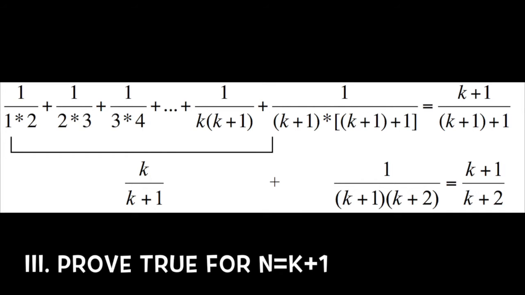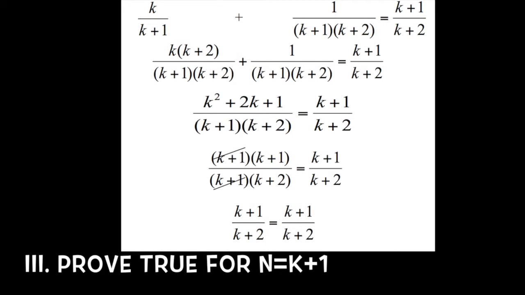On the right side, the expression will become (k plus 1) over ((k plus 1) plus 1). Next, substitute the expression 1 over 1 times 2 up to 1 over k times (k plus 1) with k over (k plus 1), which is our assumption from step 2. So after simplifying a little, we have the expression k over (k plus 1) plus 1 over (k plus 1) times (k plus 2) equals (k plus 1) over (k plus 2).